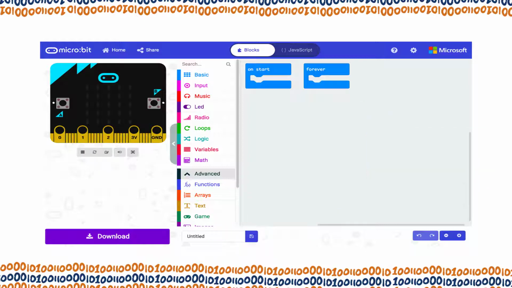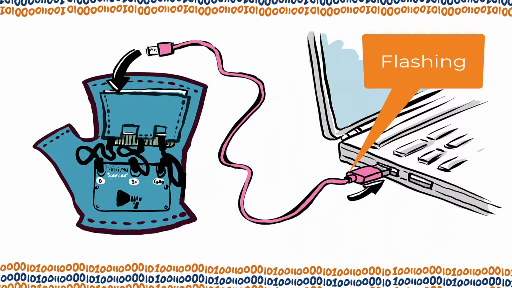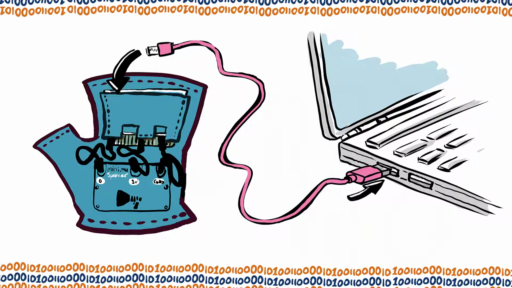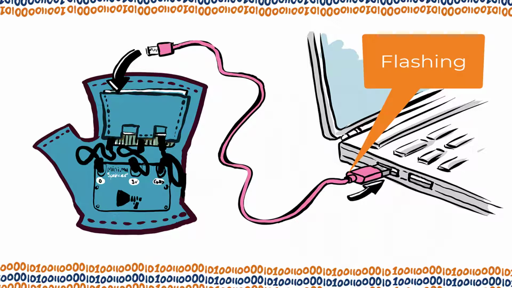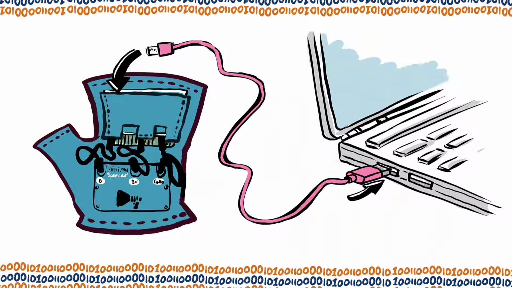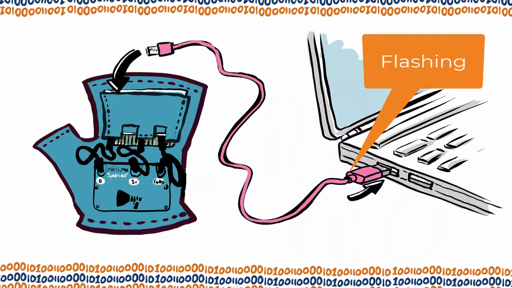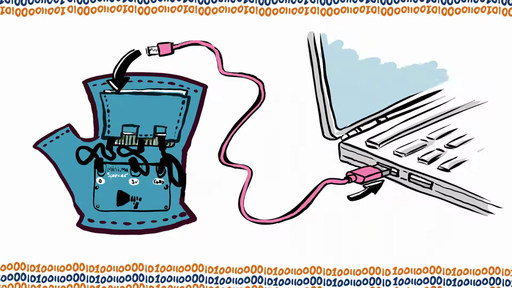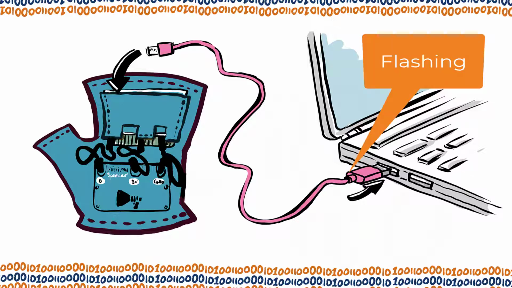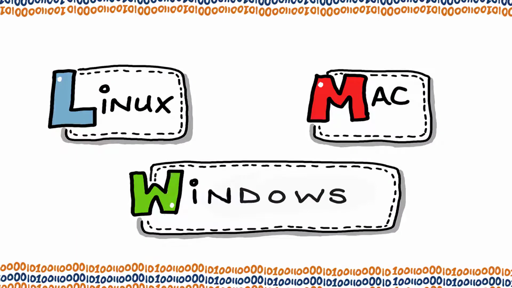Transferring code to the micro:bit is called flashing. This is because the memory inside the micro:bit that stores your program is called flash memory. Plug the USB cable into your micro:bit and plug the other end into your computer. After a few seconds, a micro:bit drive appears in your file manager.